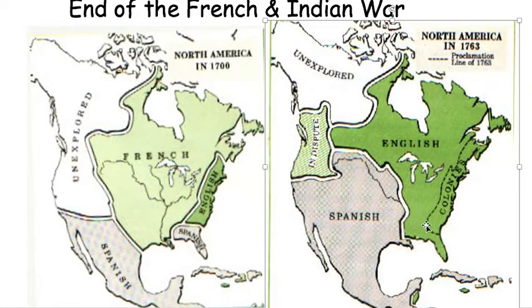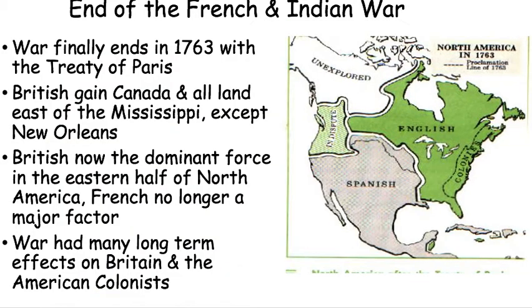However, the British are going to start really using all this force in North America. With the war over in 1763, the British now gaining control of everything east of the Mississippi except for New Orleans and gaining control of most of Canada. They now dominate and are the most important political force in North America. The French are now gone.